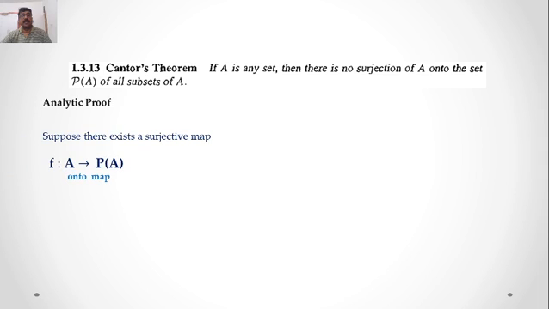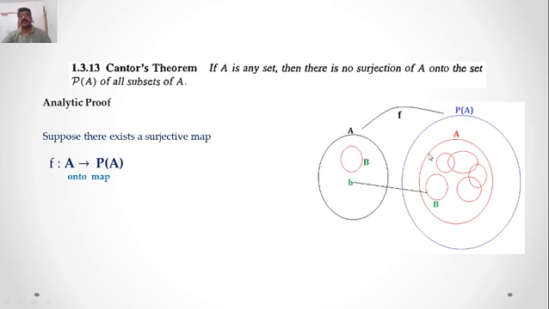Now we are going to give an analytic proof for this. This is our situation. A is a given set, and P(A) is its power set. The elements of P(A) are A itself, and all the proper subsets of A, including the empty set. Now we want to prove there is no surjection from A to P(A). Suppose there exists a surjection f from A onto P(A). That means for any element in P(A), correspondingly there is an element in A such that f maps it to that element of P(A), that is a subset of A.